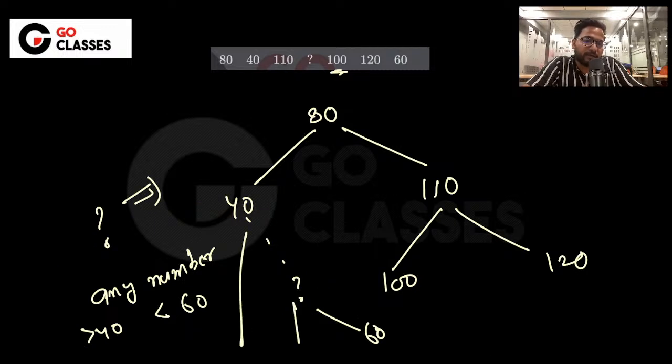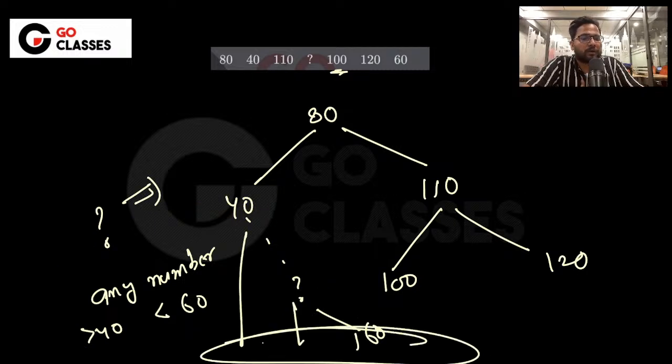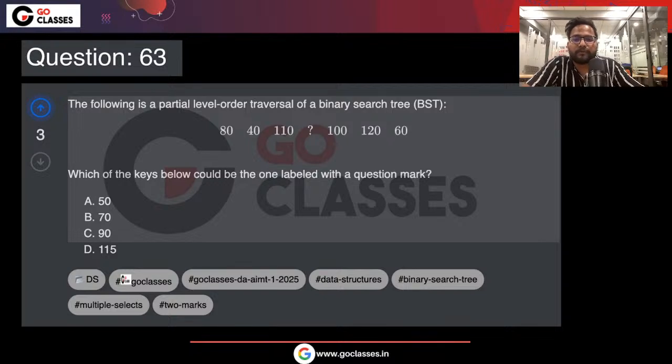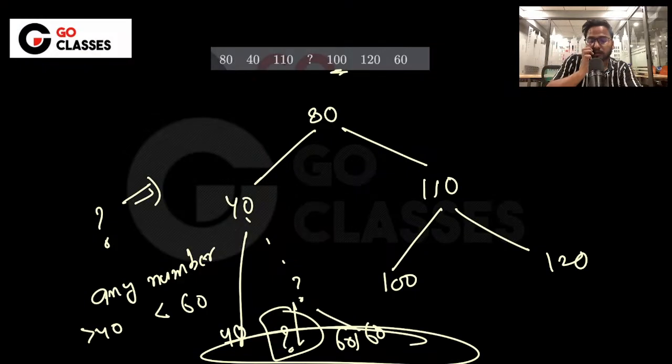Actually you can always have the in order. 40 will be here, question mark will be here, 60 here. Question mark is basically in between 40 and 60. So any number which is between 40 and 60, or can be 70 also. Just a second. So basically 80 is there. Sorry, 60 could be on the left side also. Okay, this is interesting here. 60 could be on the left side also, right?